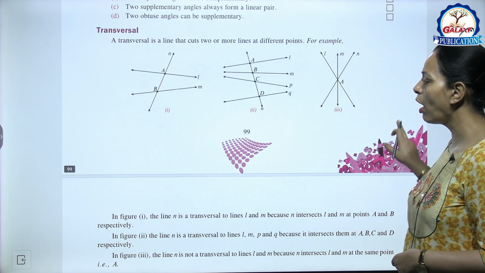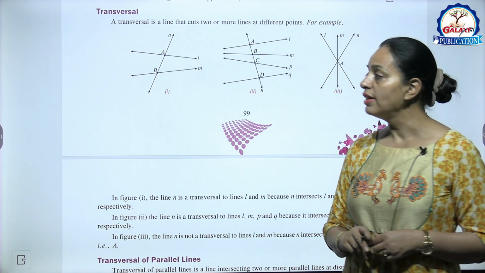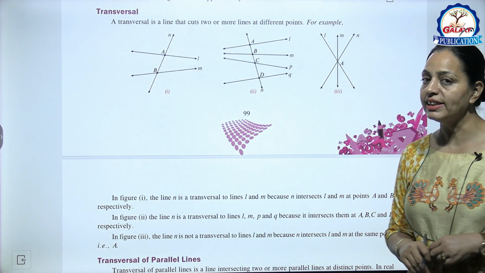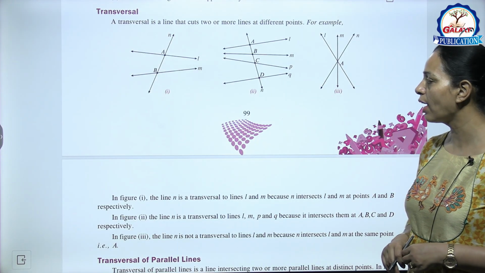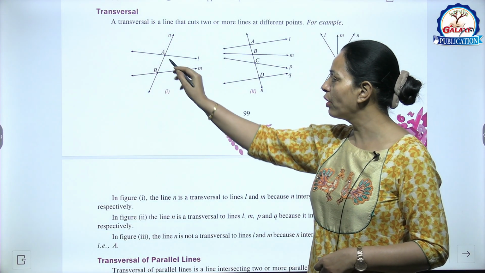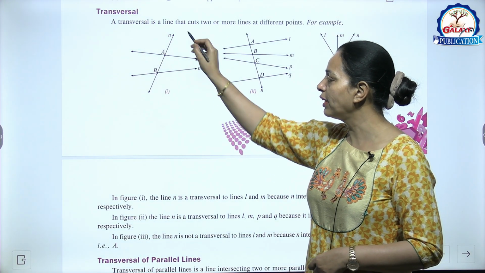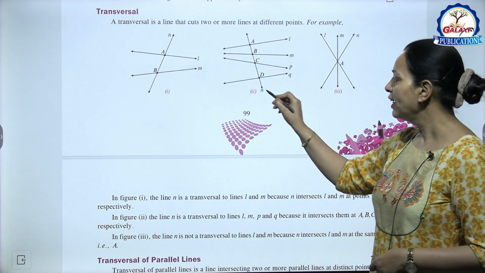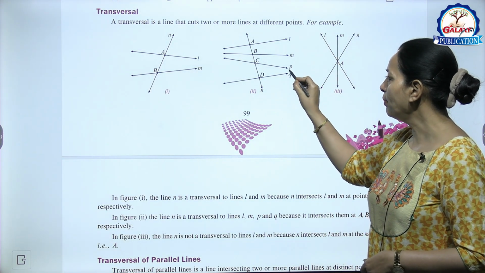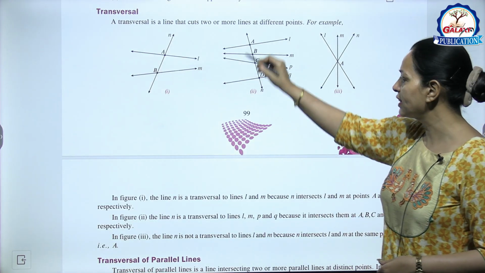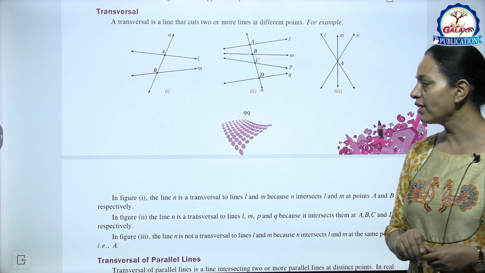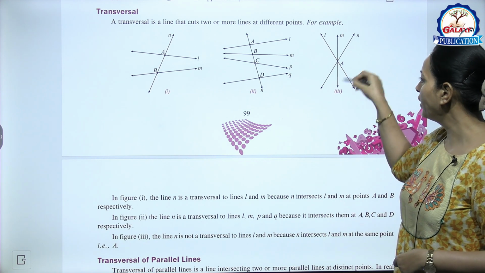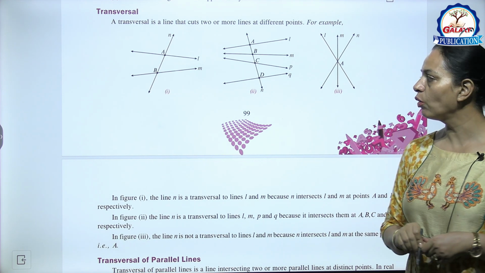Now we are talking about transversal. A transversal is a line that cuts 2 or more lines at different points. For example, see this first one here, line L and M are intersected by N. So N is a transversal. In second figure, L, M, P, Q, 4 lines are intersected by N transversal. Now see third one. So we will check whether any line is transversal or not.